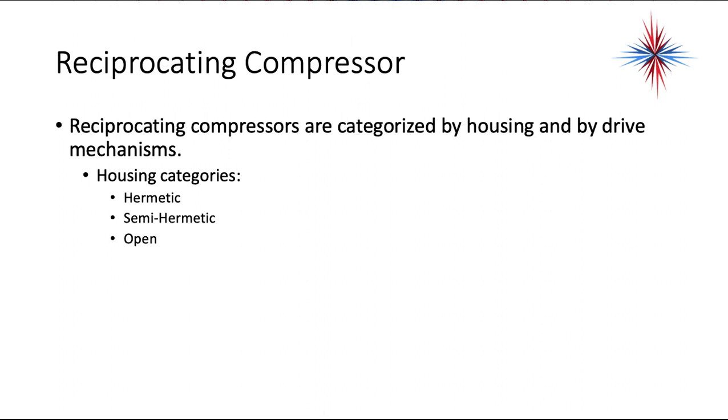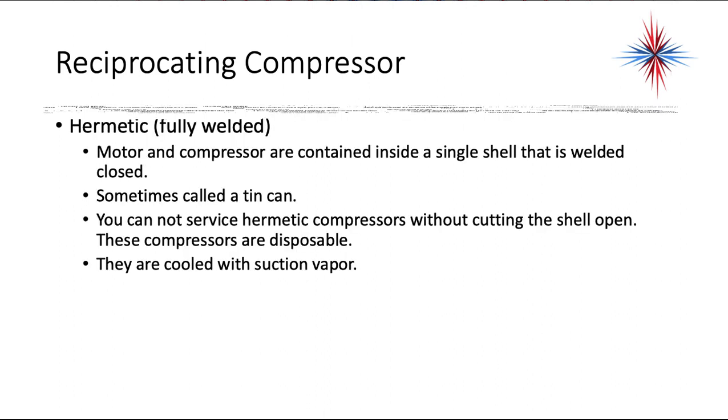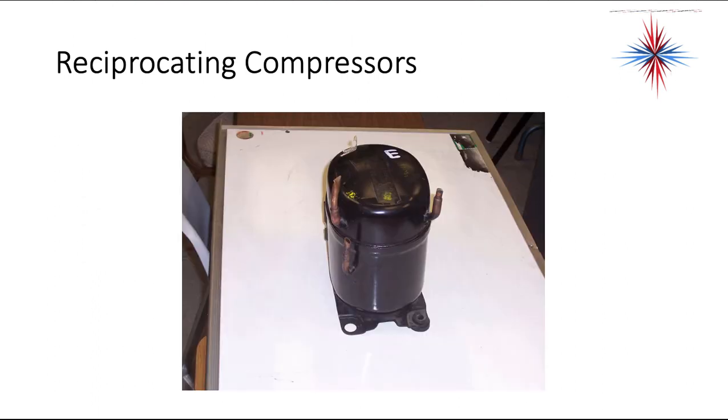Reciprocating compressors are categorized by housing and by drive mechanisms. Housing categories are hermetic, semi-hermetic, and open. Hermetic are fully welded. The motor and compressor are contained inside a single shell that is welded closed. Sometimes in the trade it's referred to as a tin can. You cannot service hermetic compressors without cutting the shell open. These compressors are considered disposable. They are usually cooled with suction vapor. The actual refrigerant cools the compressor.